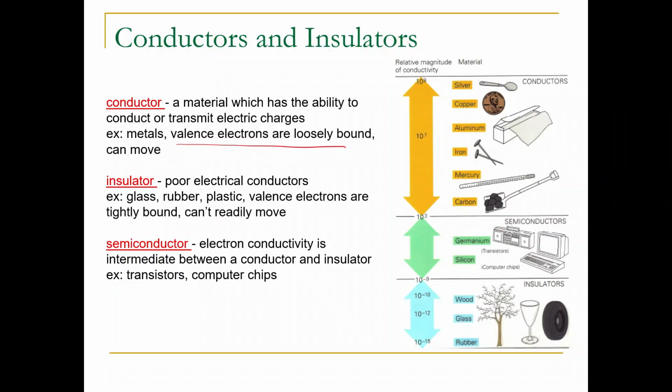Our insulators are going to be poor conductors. They are going to be materials that have electrons that are tightly bound, and so the electrons are not free to move. So those are going to be things like glass, rubber, plastic. So you can see that it's still a spectrum.